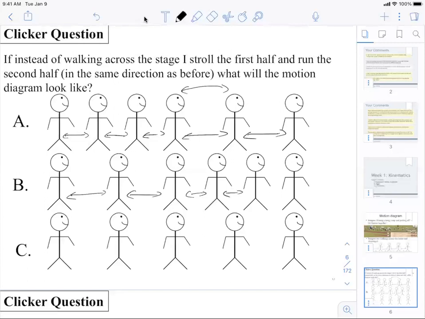Displacement over time, which we will talk about later, is your velocity. You can see that I have a smaller velocity at first, but then a bigger velocity later on. So A is correct. Very good.